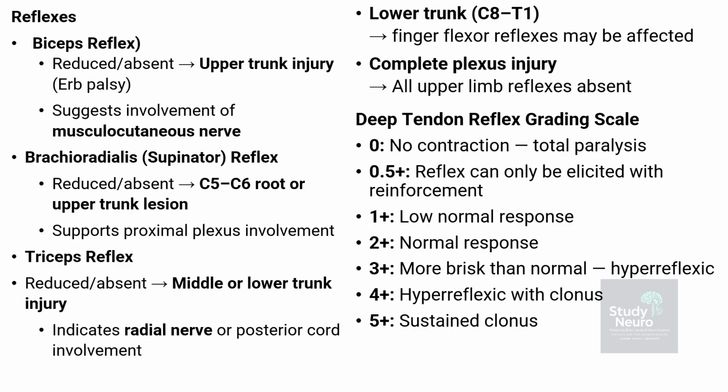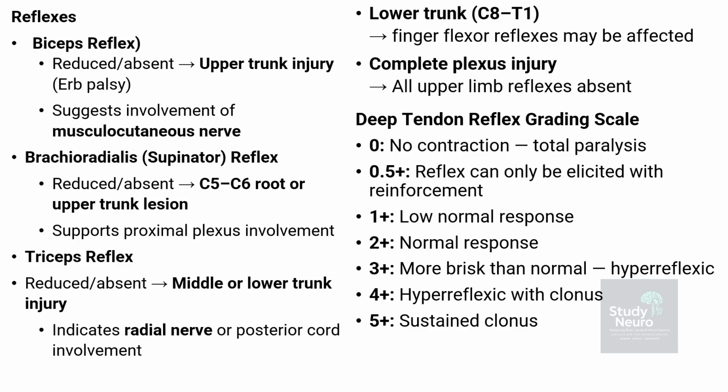Reflex testing plays an important role in localizing brachial plexus injuries. For instance, changes in the biceps reflex often point toward involvement of the upper trunk and suggest dysfunction of the musculocutaneous nerve. In contrast, a reduced or absent triceps reflex usually indicates a lesion affecting the radial nerve or posterior cord involvement. When the lower trunk is involved, reflexes related to finger flexion can also be impaired. In severe cases, such as a complete brachial plexus injury, reflexes throughout the entire upper limb may be absent.